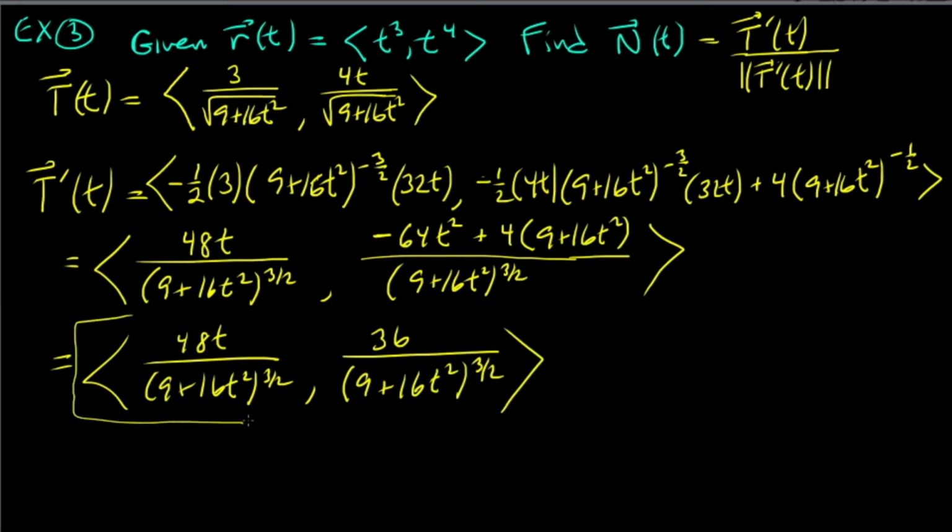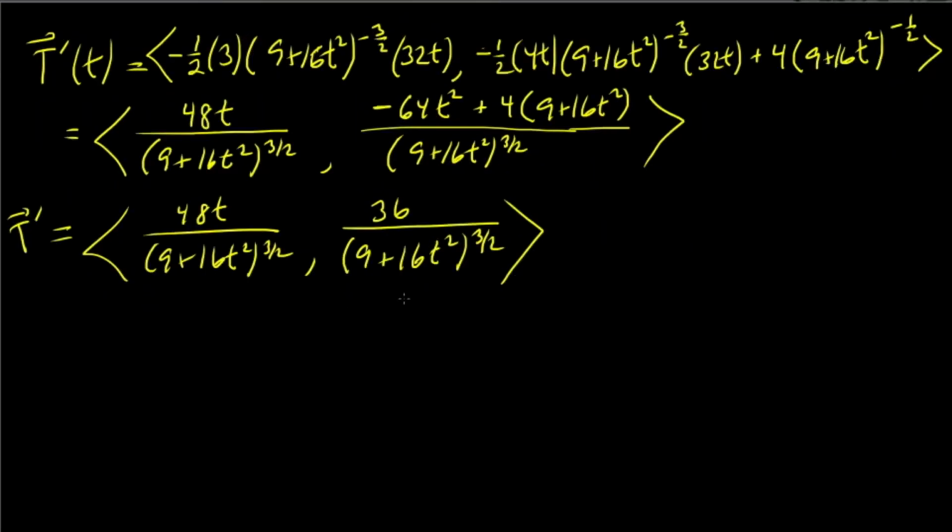Oh, sorry, we're not done yet. That's just T prime, the derivative of T. Remember, to find the principal unit normal vector, you need to take its magnitude. So what's the magnitude of T prime? Not too pleasant. It's going to be the square root of this squared plus this squared.